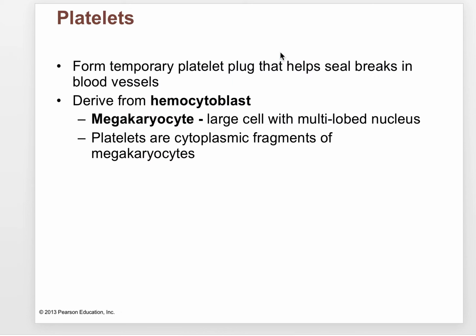Platelets form a temporary plug that seals any tear or structural break in the blood vessels. So platelets don't really have that much to do until there's a break in the blood vessel, and then the platelets stop the bleeding. They plug up the hole to stop the bleeding. They derive from the hemocytoblasts. The precursor to platelets is a large cell called the megakaryocyte.